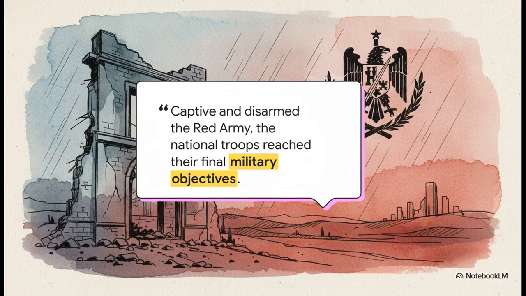This total collapse culminated on April 1, 1939, when the Nationalist radio broadcast this final, historic dispatch signed by General Francisco Franco. "Today, captive and disarmed the Red Army, the national troops have reached their final military objectives. The war is over." This effectively ended the armed conflict, but, as we know, it was just the beginning of a new, very long era for Spain.